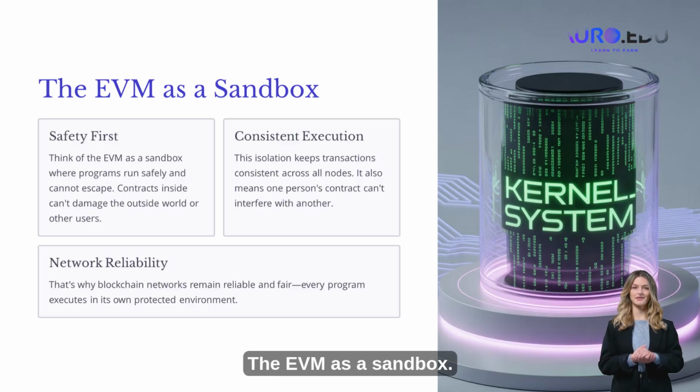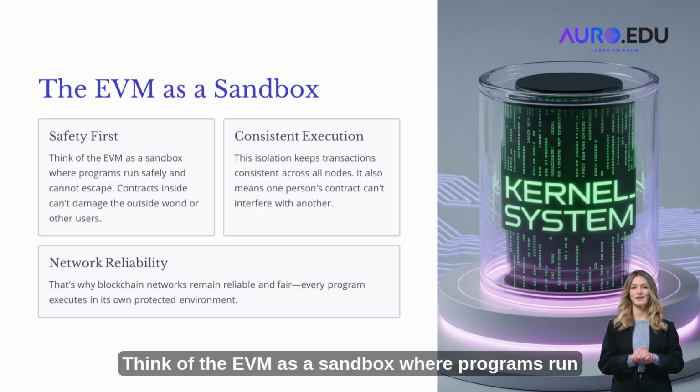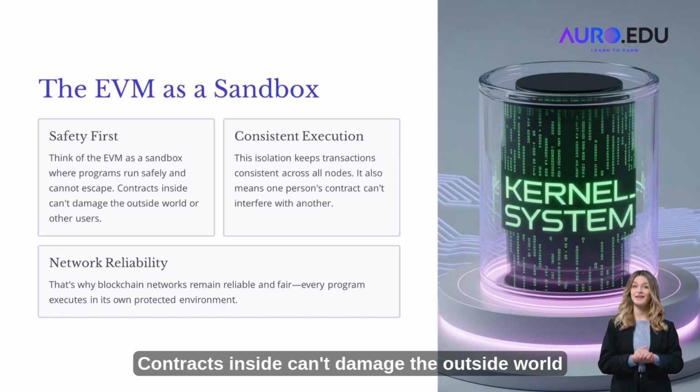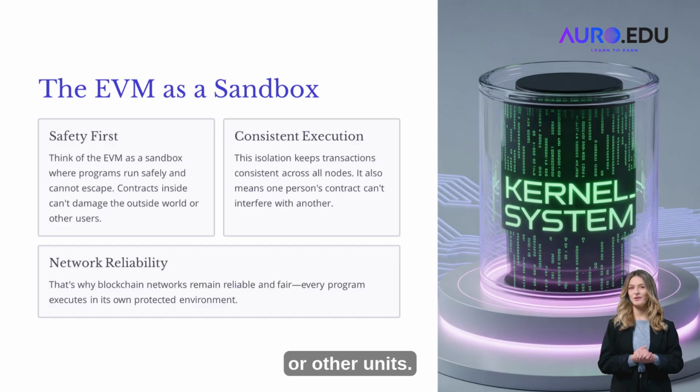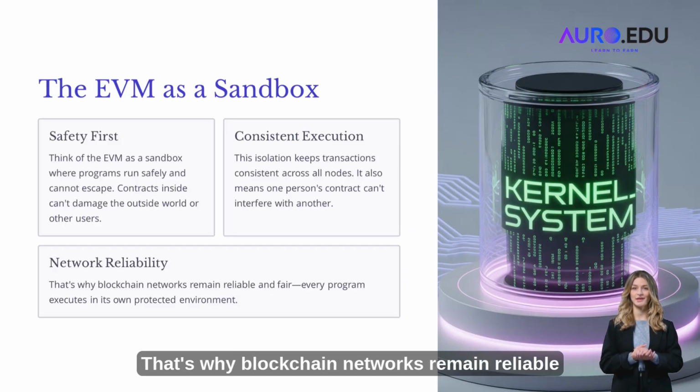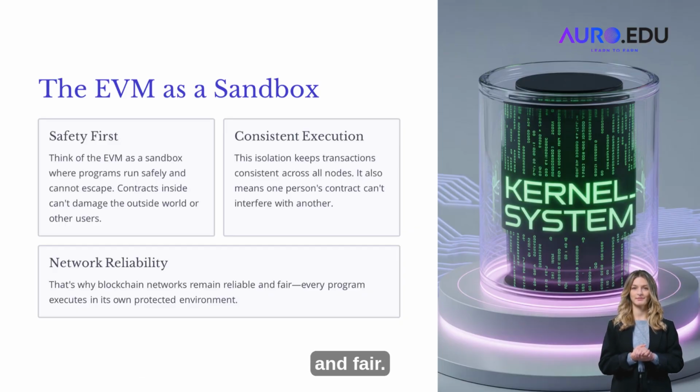The EVM as a sandbox. Think of the EVM as a sandbox where programs run safely and cannot escape. Contracts inside can't damage the outside world or other users. This isolation keeps transactions consistent across all nodes. It also means one person's contract can't interfere with another. That's why blockchain networks remain reliable and fair.